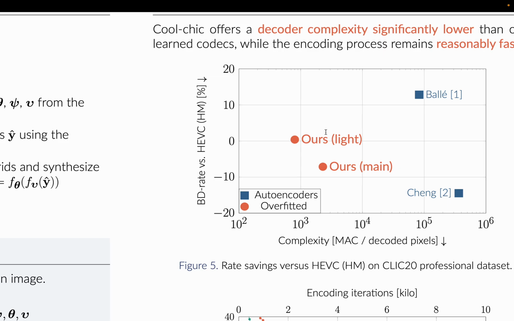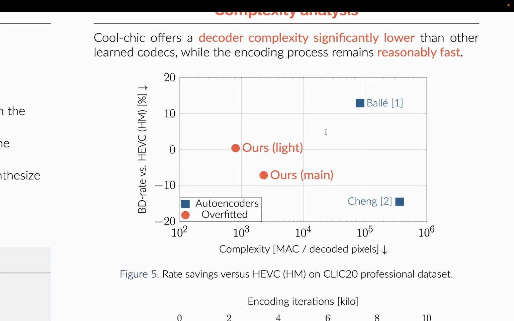On this graph here, you see the complexity of different approaches on the x-axis. The smaller the complexity, the better. It's the complexity on the decoder side, which is often the most important complexity, since it must run on a variety of low resources devices, such as smartphone or laptop. And on the y-axis, you see the relative rate required to offer the same quality as a conventional codec, HEVC.